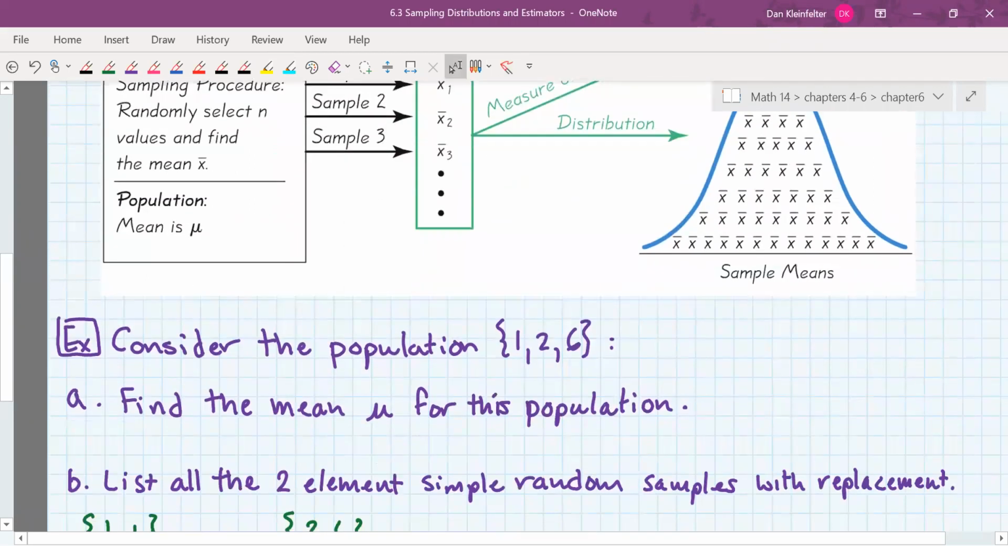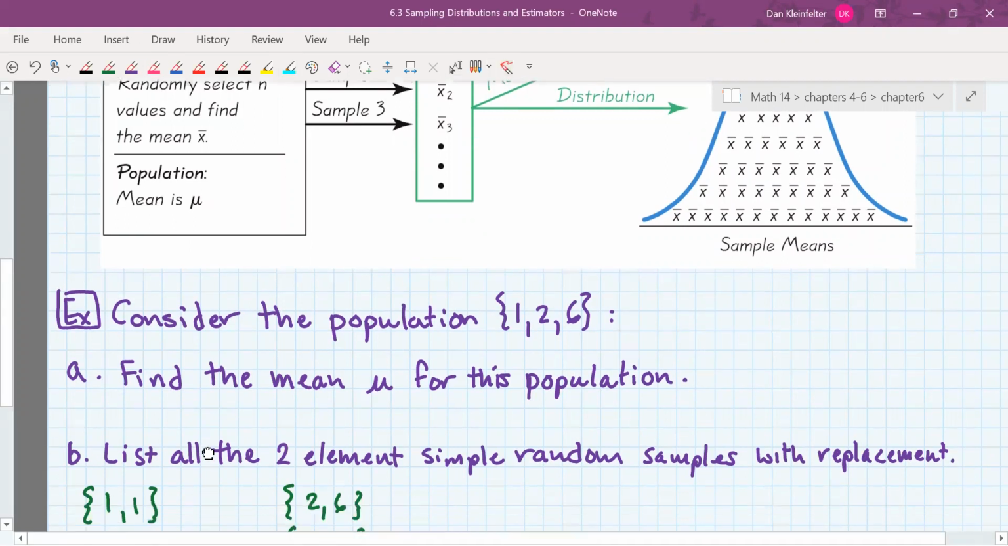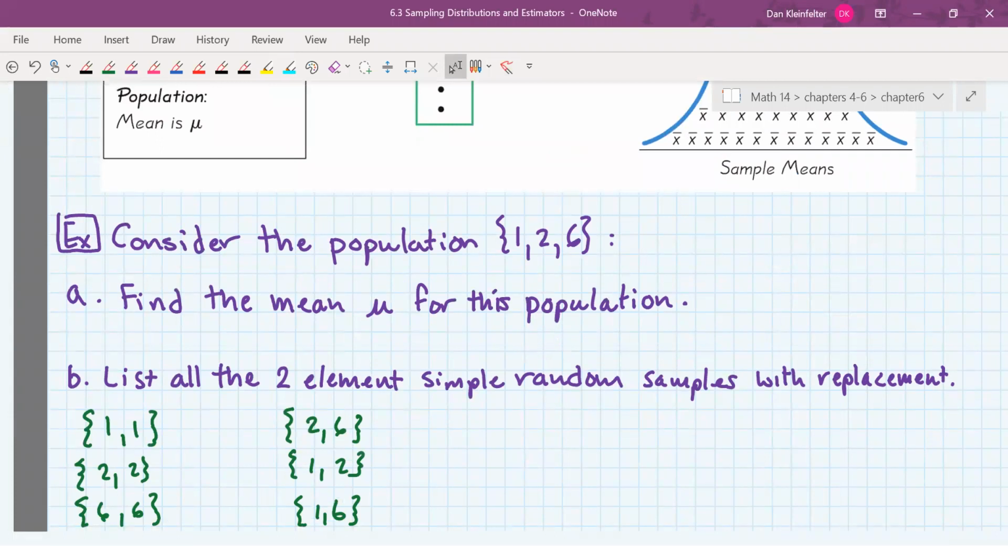So the easiest way to see how all this is working is with a population that is much smaller. So we're going to try that right now. Let's just take the population of numbers 1, 2, and 6. So just three numbers, a set containing 1, 2, and 6. Our first task is to find the mean for this population. So 1 plus 2 plus 6, we're dividing by 3 because there are 3 numbers.